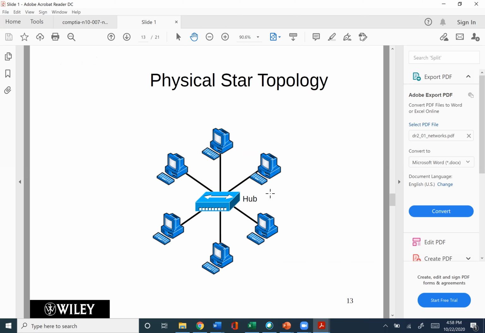Is this a fast topology? Sorry, I didn't hear you. Go ahead one more time. Is this a fast topology? What type of topology is this? This is a star topology.